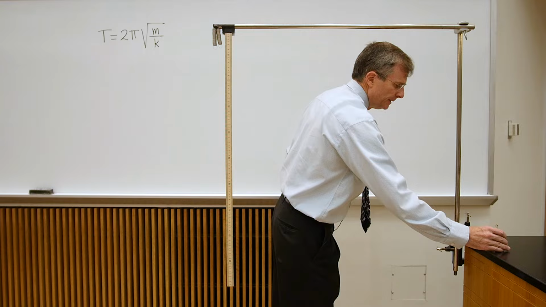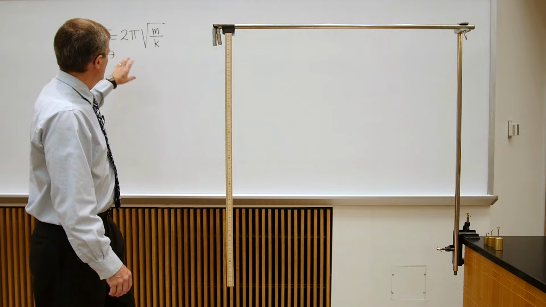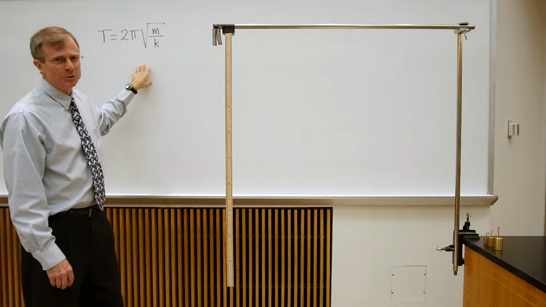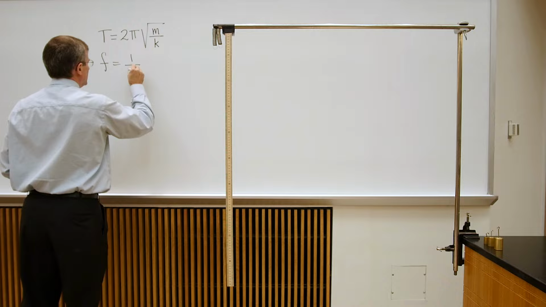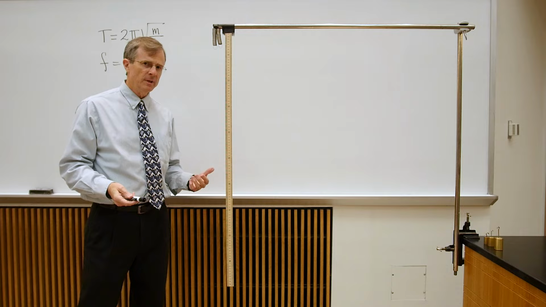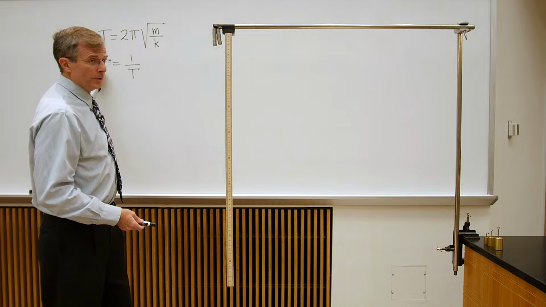So the mass spring system, its period depends on the mass, the spring constant, but not the amplitude of the motion. And the frequency, you can always get the frequency from the period as 1 over the period. So if you like thinking in terms of frequencies better than thinking in terms of periods, the longer the period, the shorter the frequency, and vice versa.